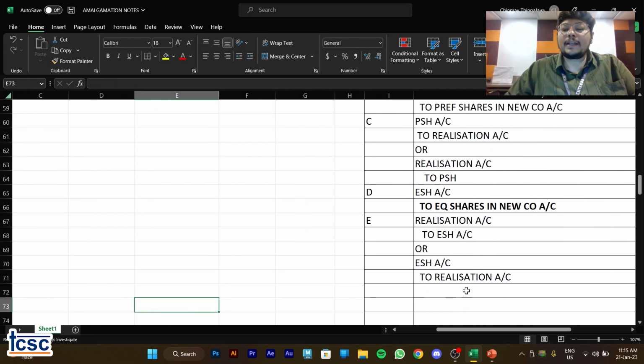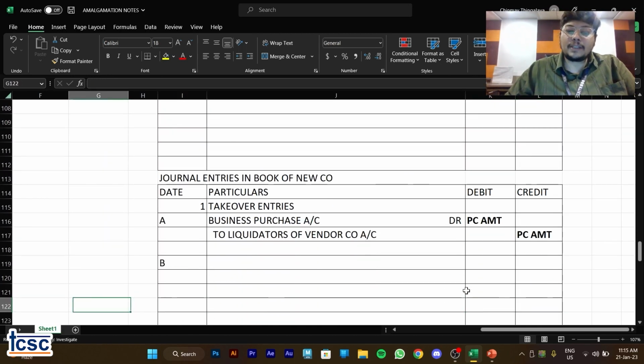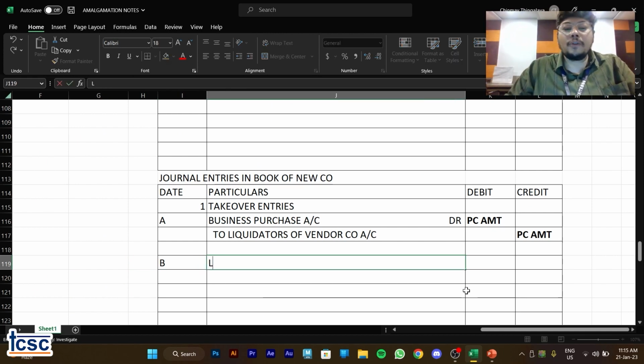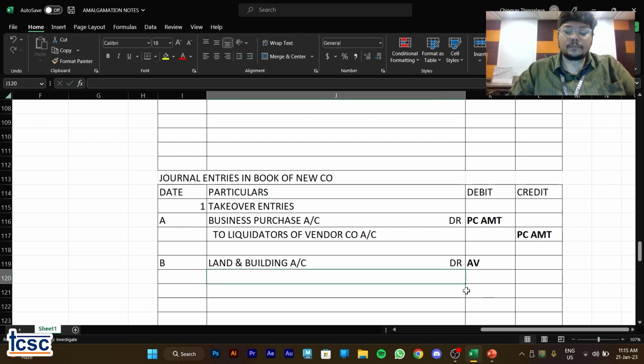So all those assets will be taken over by the new company. Even the investments, even the current assets will be taken. Goodwill will not come, because goodwill is the net resulting effect of the purchase consideration. Goodwill will always be a balancing figure, which will not be taken over by the new company if given in the old books. So land and building at an agreed value.